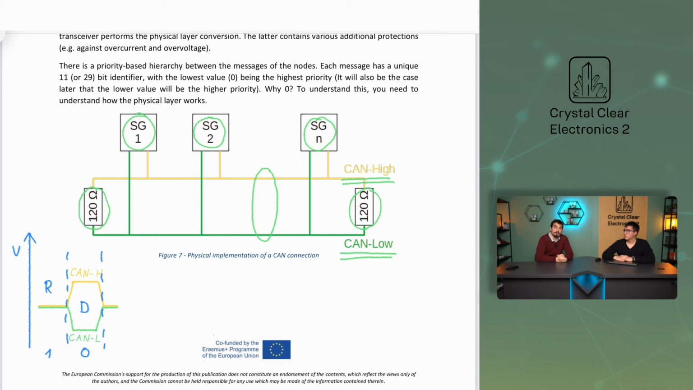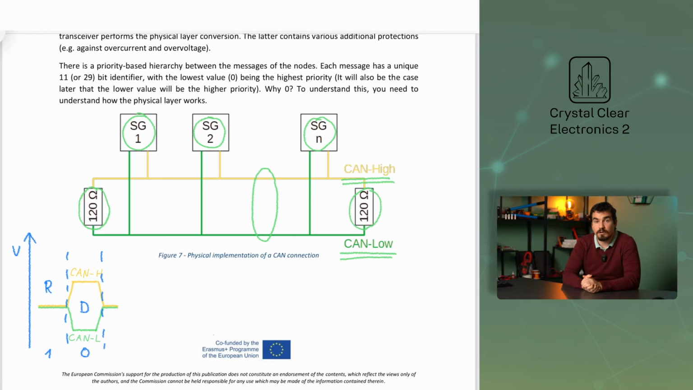In the dominant state, CAN high is at a higher voltage than CAN low, meaning they have a positive voltage difference. In the recessive state, CAN high and CAN low are at the same voltage. No voltage difference can be measured between them. This means that CAN uses negated logic with a positive voltage representing the logic 0 and 0 voltage representing the logic 1.